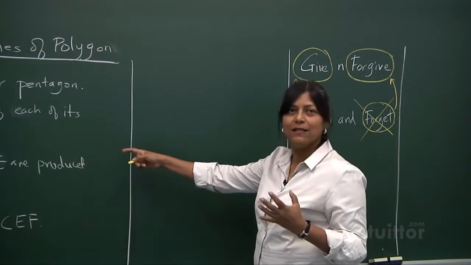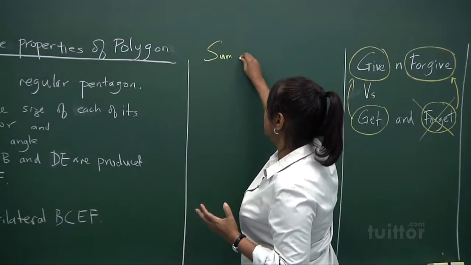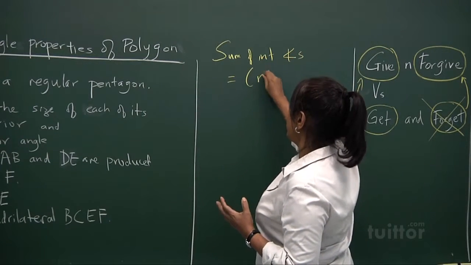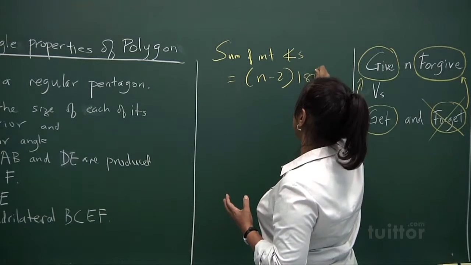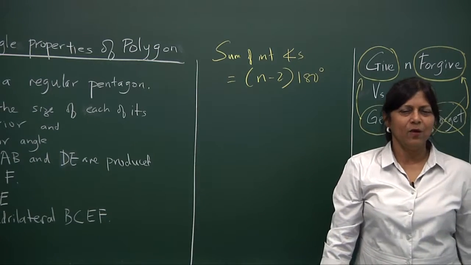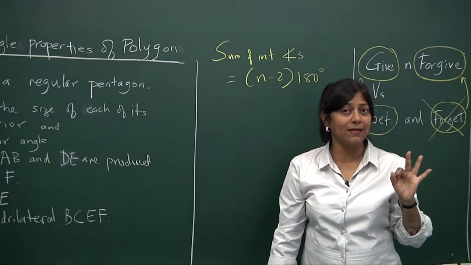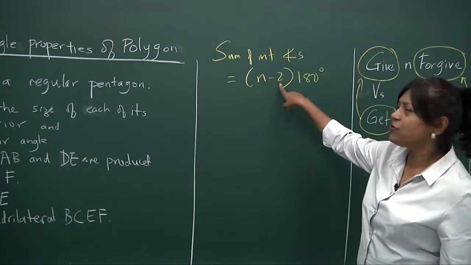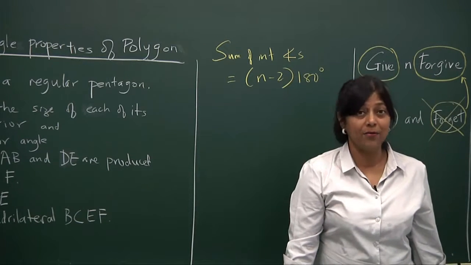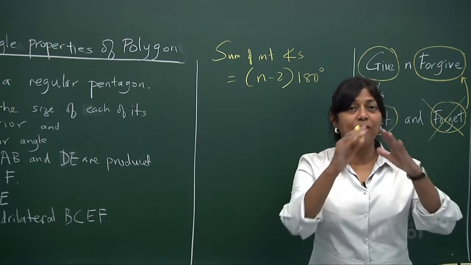Back to focus here. The sum of interior angles is equal to (n minus 2) times 180 degrees. How do you remember it? When your n is 3, n is the number of sides. When your n is 3, take away 2, what do you get? 1. 1 times 180 is 180. That's the sum of interior angles of a triangle.